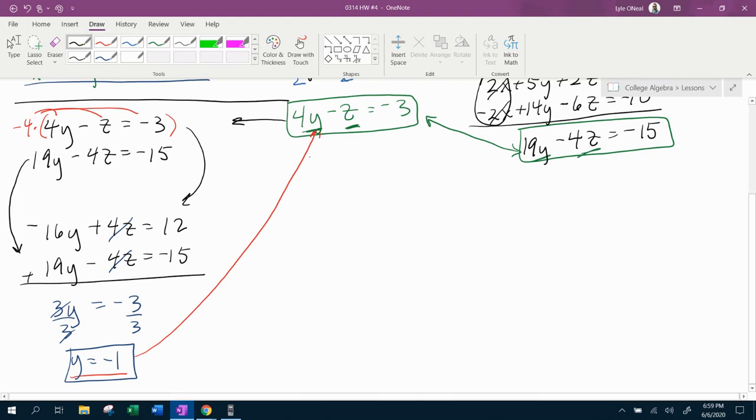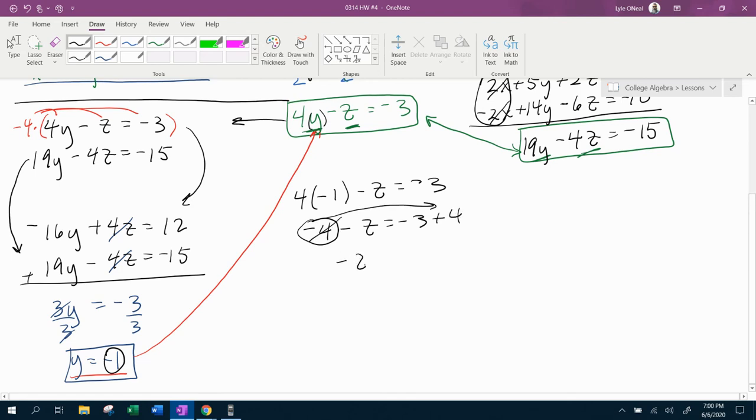So we're going to have 4 times -1 minus z equals -3. I'm plugging in the -1 in for y here. That's going to give me -4 minus z equals -3. -4 wants to move over and become a +4. Z, that's going to be 1. -3 plus 4 is 1. And then if I change the sign on one side, I have to change the sign on the other. And we get z is -1.